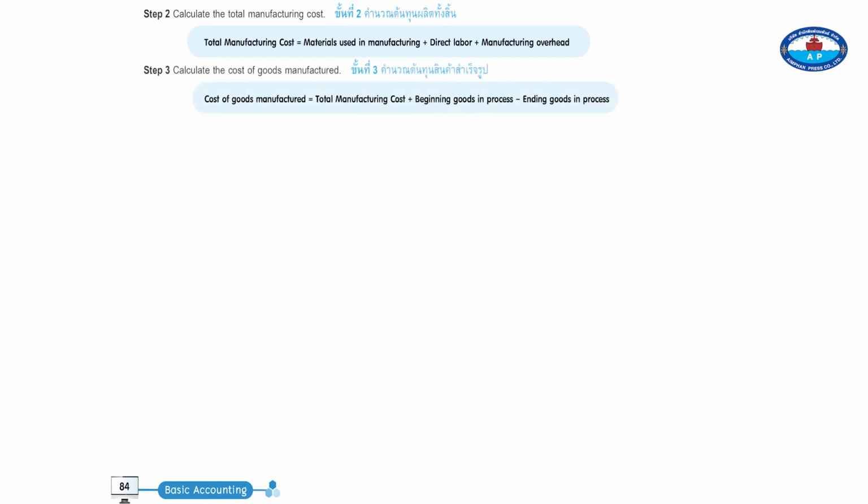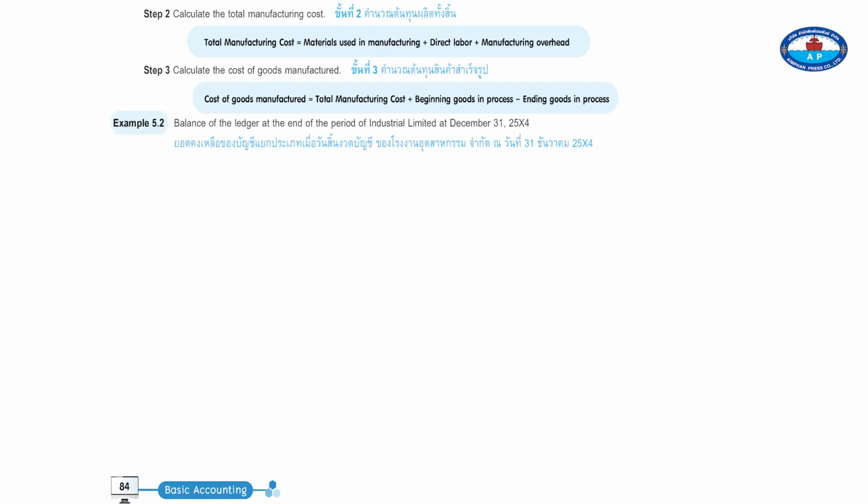Step 2. Calculate the total manufacturing cost. Total manufacturing cost equals materials used in manufacturing plus direct labor plus manufacturing overhead. Step 3. Calculate the cost of goods manufactured. Cost of goods manufactured equals total manufacturing cost plus beginning goods in process minus ending goods in process.